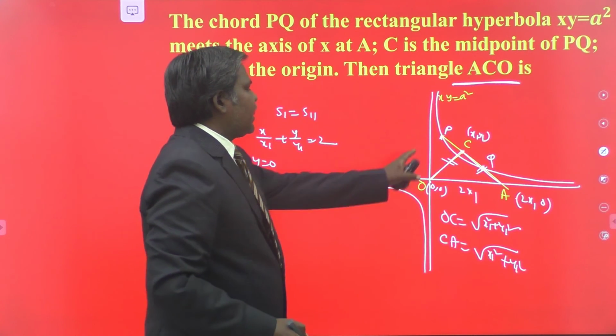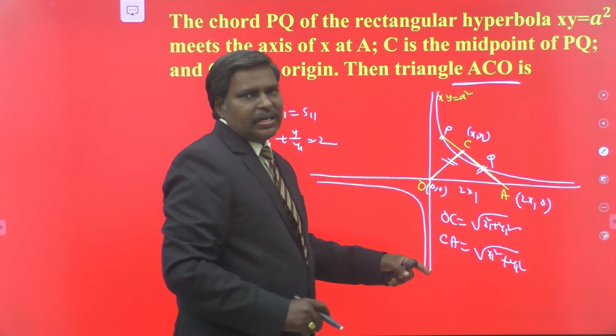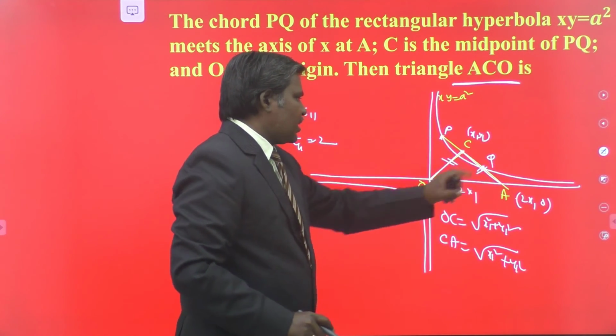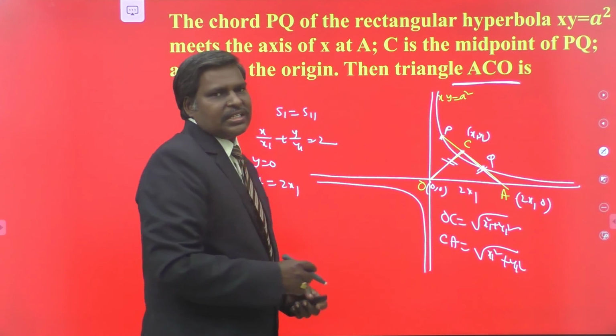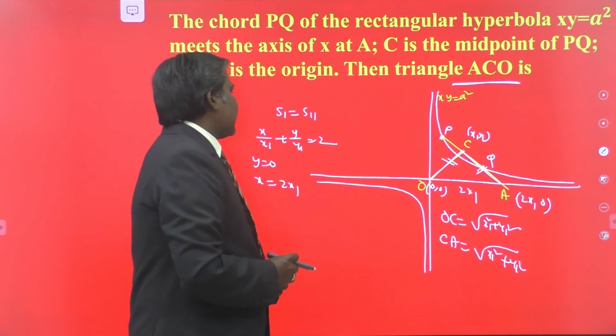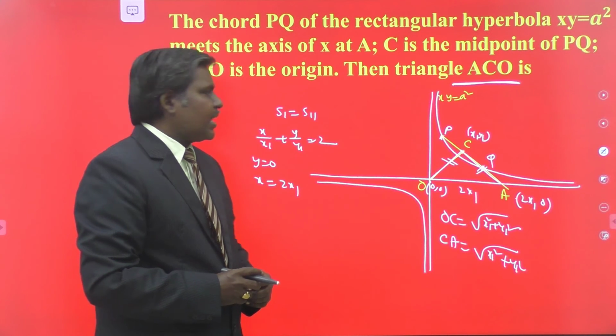So it is not a right angle triangle. It is not an equilateral triangle. Just these two sides are equal. Therefore, it is an isosceles triangle. Therefore, the triangle is your isosceles triangle.